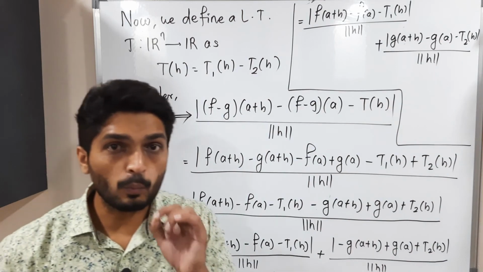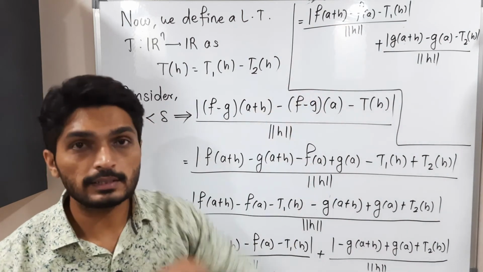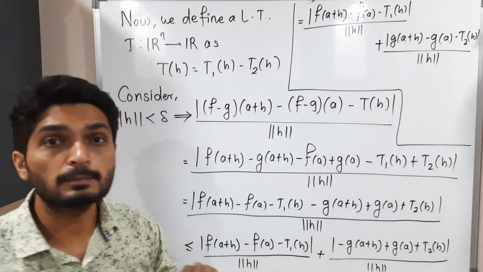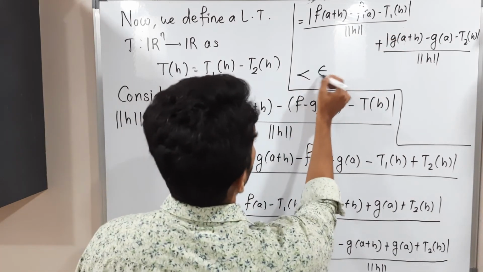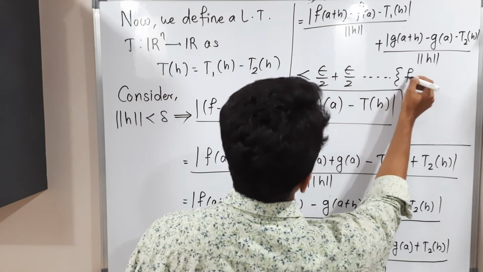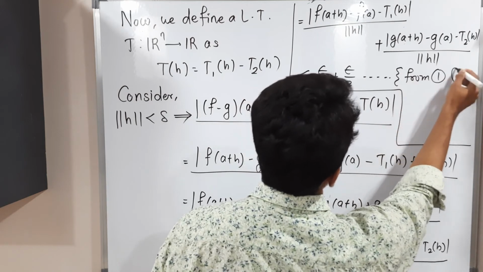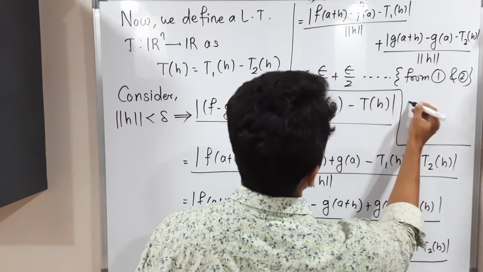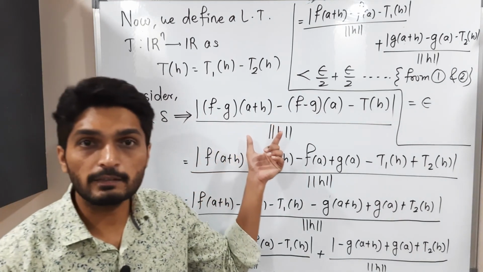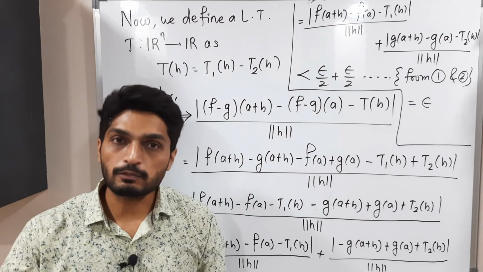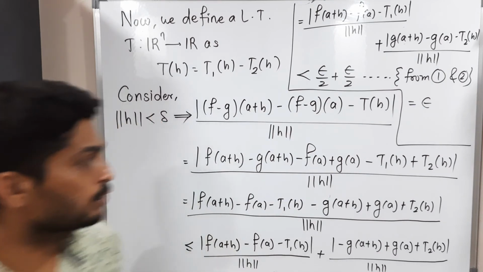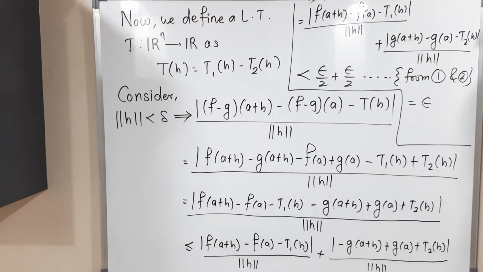In statement number 1 we have said its value is less than epsilon by 2. In statement number 2 we have said the value of the second term is less than epsilon by 2. So both of them are epsilon by 2 plus epsilon by 2. I can clearly mention from 1 and 2, epsilon by 2 plus epsilon by 2, this is epsilon. So actually we started with this one and finally we proved that it is less than epsilon. So therefore we can declare here f minus g is differentiable at a. So you can make a screenshot of it, then we will go further.